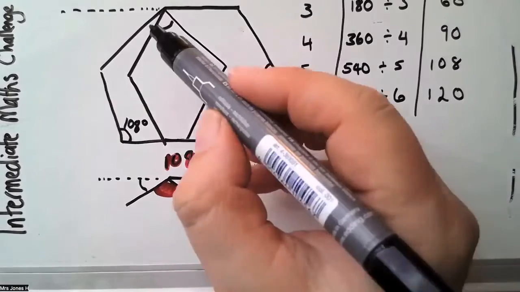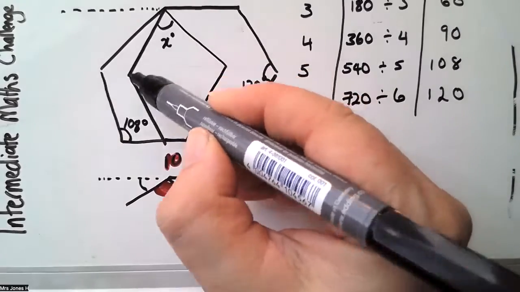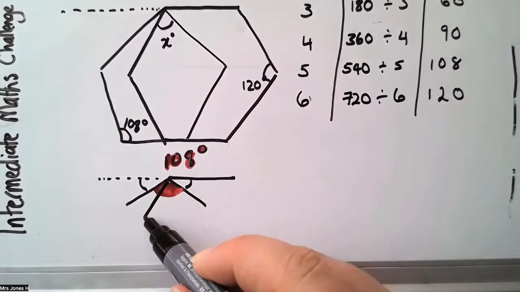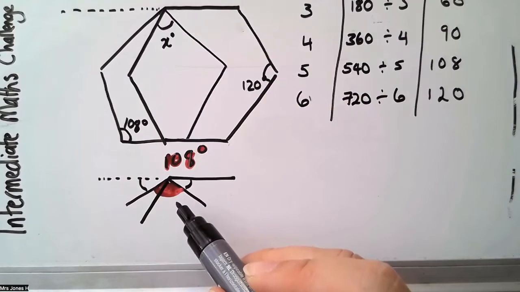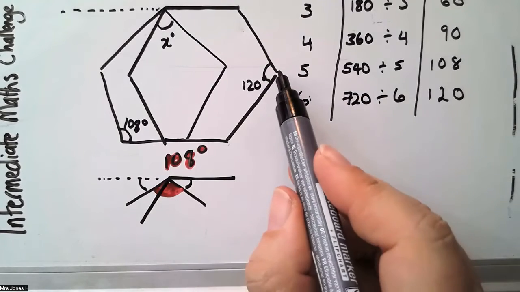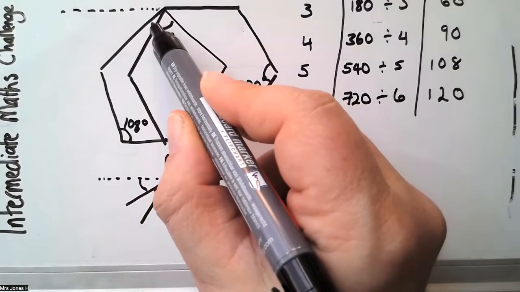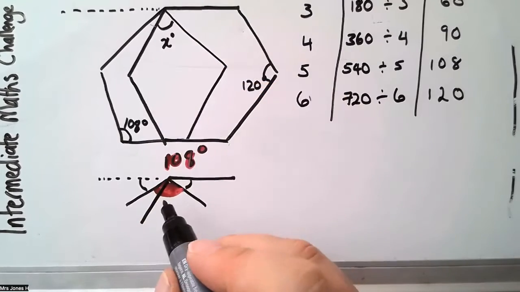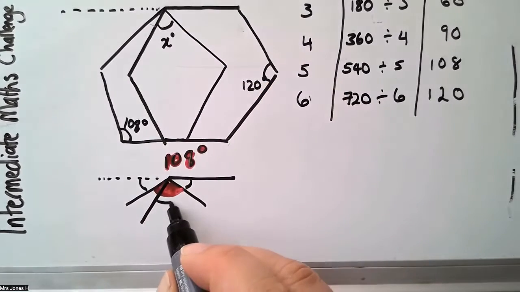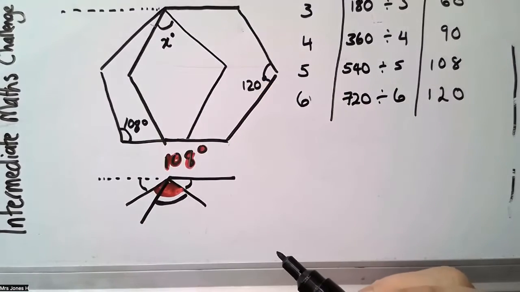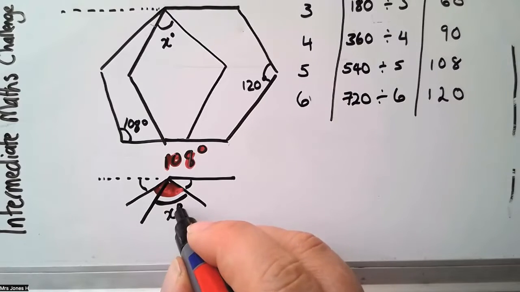But what we've got in here is one more line that comes down, which is the angle the hexagon makes. It's that line in there. So the whole thing is 108, but we need to find out what just this bit of the angle is here. This bit is x.